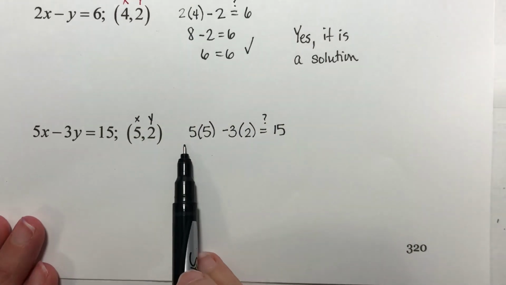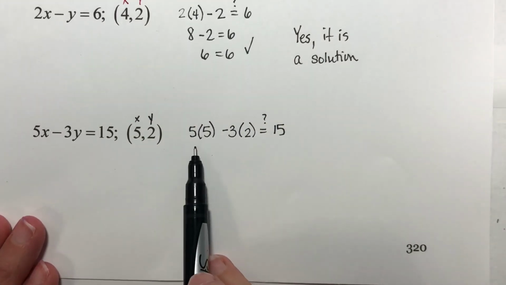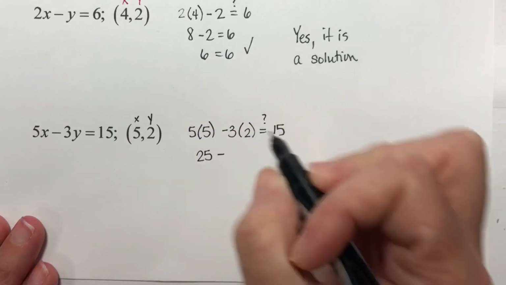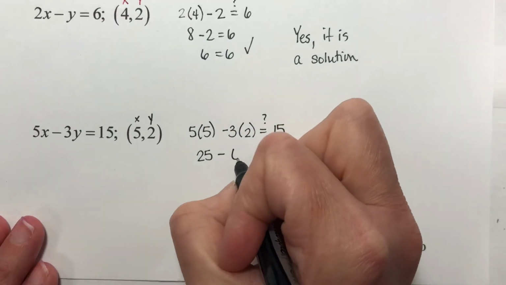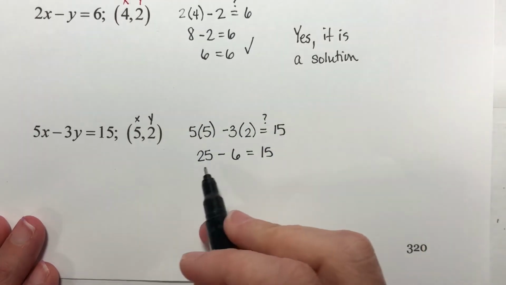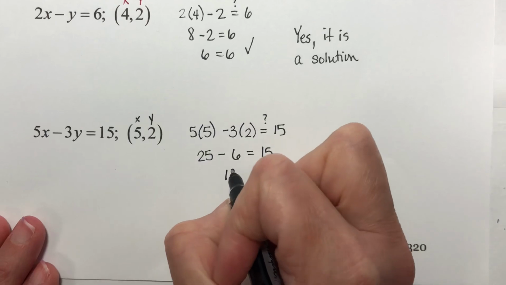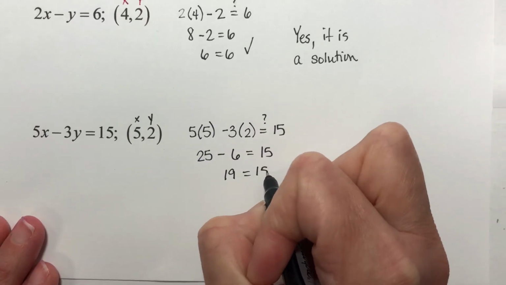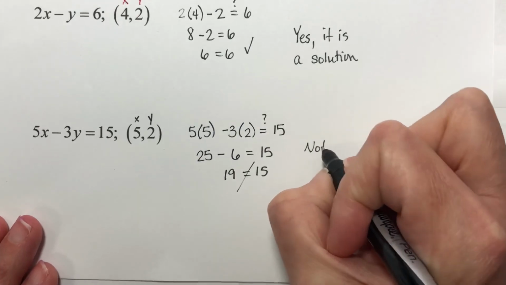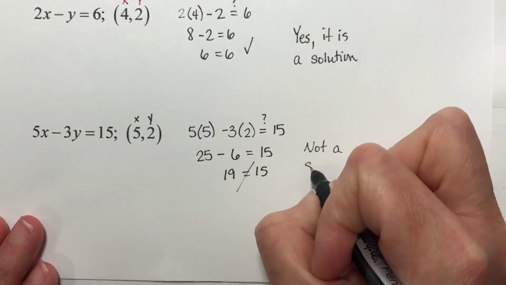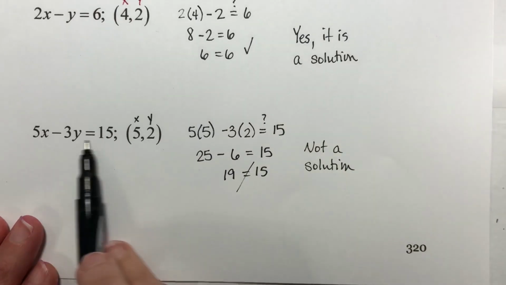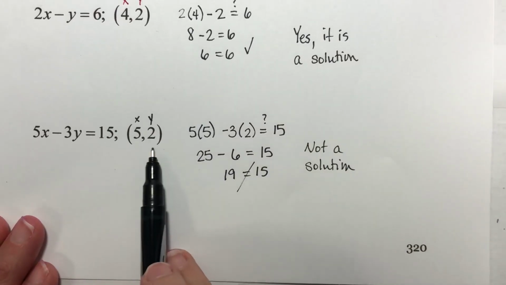Remember your order of operations. Do your multiplication first. 5 times 5 would be 25, minus 3 times 2 is 6. Is that equal to 15? Well, 25 minus 6 is 19. Is 19 equal to 15? No. So this one is not a solution. That means that the graph of this line would not go through this ordered pair.